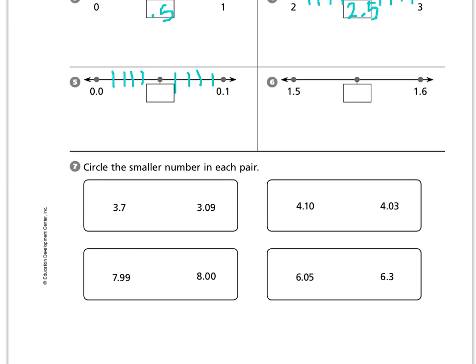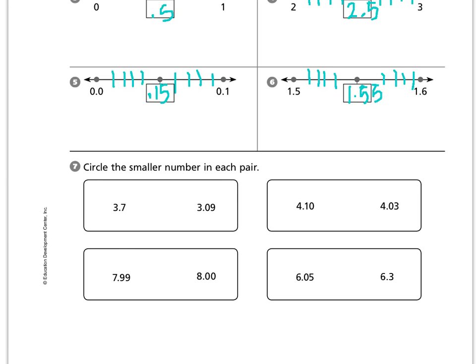Again, between 0 tenths and 1 tenth, I have hundredths marks. And I know that in between there would be 15 hundredths. And in between 1.5 and 1 6/10, I have hundredths marks. And I know that it would be 1 and 55 hundredths.